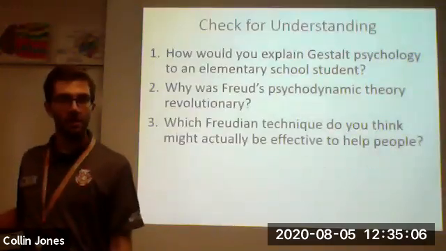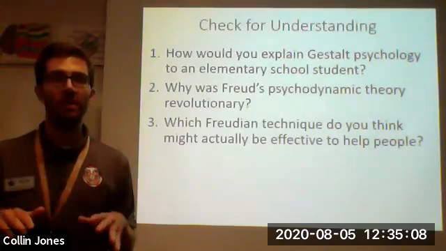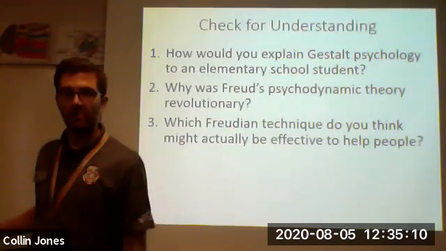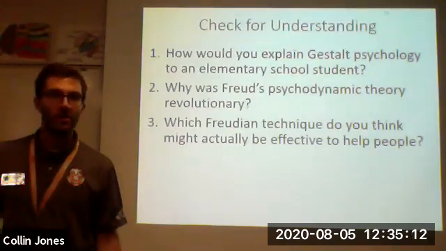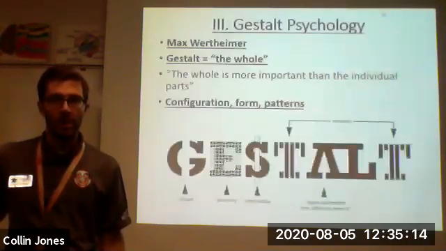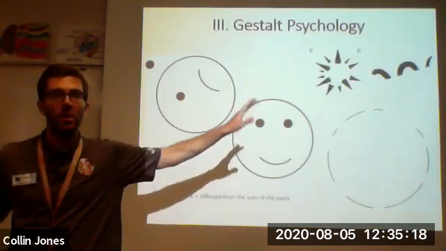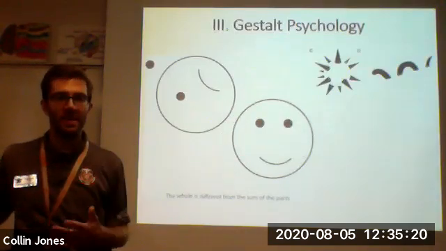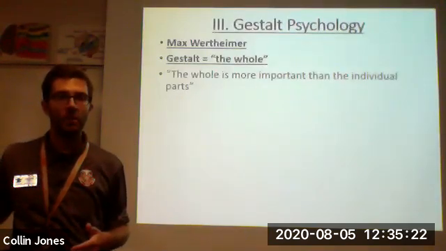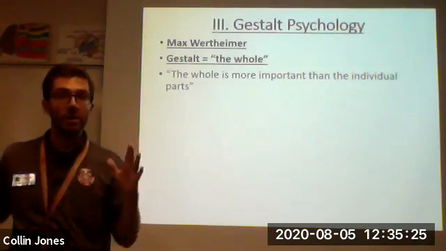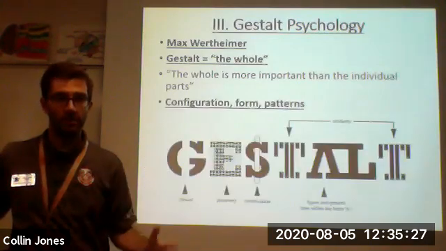And I want you to pause, check for understanding. Make sure you've been getting this. Number one, how would you explain Gestalt psychology to an elementary school student? Okay? Like I showed you these pictures. I have this one here, or these over here. Which of these do you feel best encompasses the idea that the Gestalt psychologist focuses on how the brain is really good at seeing the whole, the big picture?